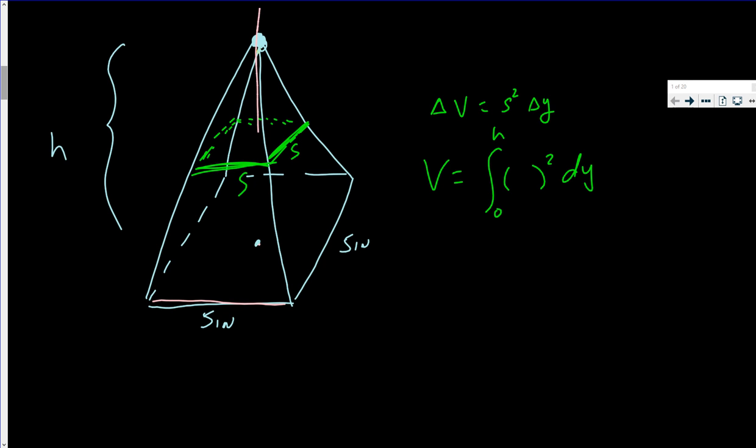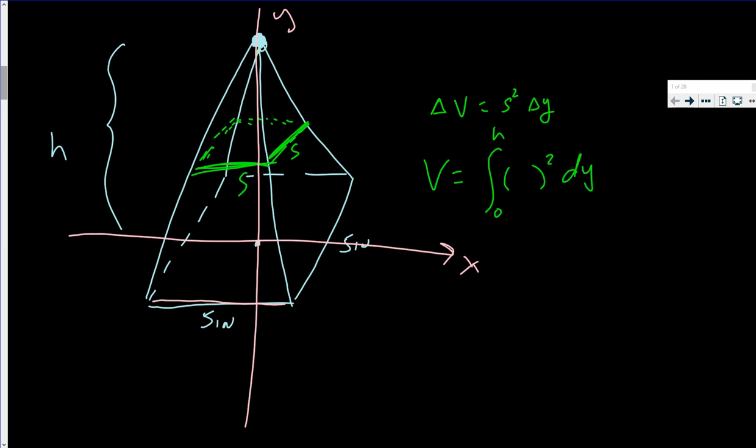So we put this on the axes, x and y. Okay, so now the bottommost rectangle is going to be at a height of 0. And then you'll get one higher, like the green one. And then at the very top, you'll get one that's at h. That is why we're going from 0 to h.